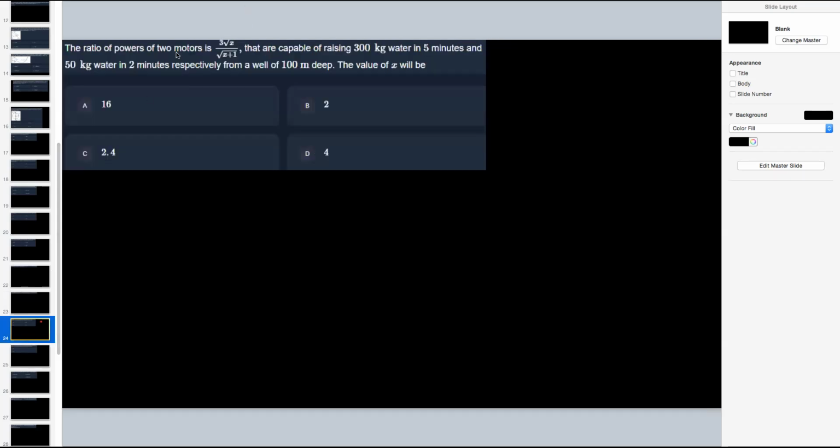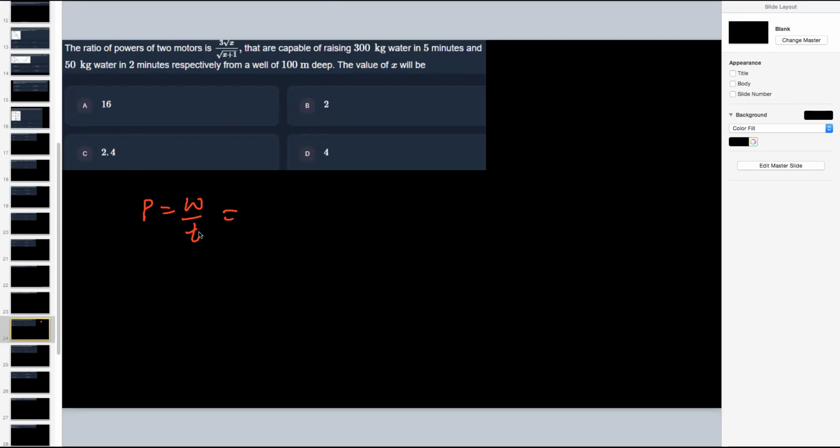Yeah, what is the next problem? The ratio of powers of two motors is 3 root x by root x plus 1. They are capable of raising 300 kg in 5 minutes and 500 kg in 2 minutes respectively from a well of 100 meters depth. The value of x will be? What is the formula for power? Have you remembered? Power equal to work done by time.